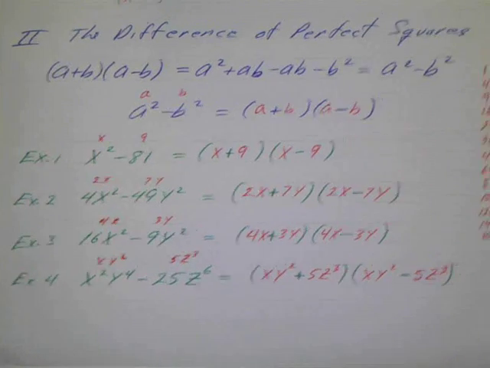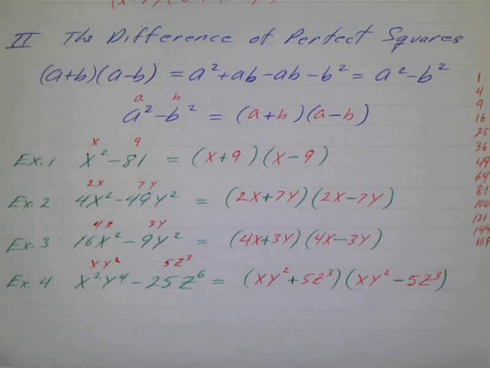So those are your first methods. Common factor, which we always try first because you can simplify that. That's going to make your work easier. And then the difference of perfect squares. Okay, hope those all make sense.